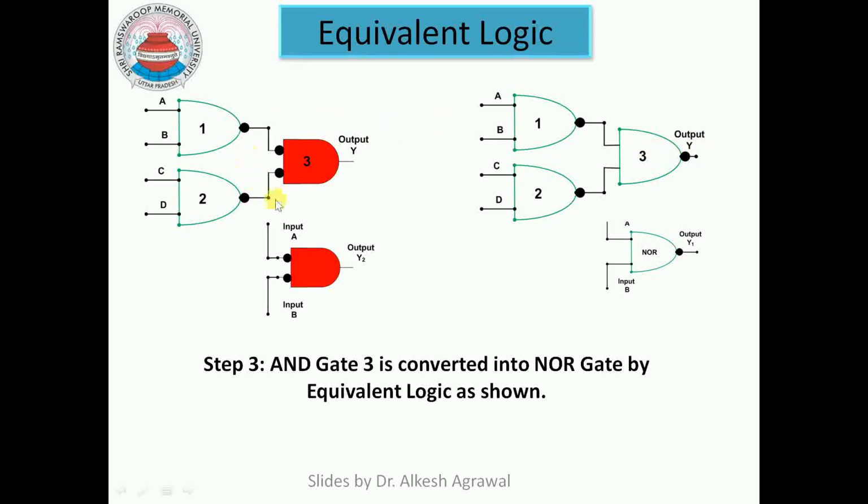So again, gate number 3, which is an AND gate with inverters at the input, can be replaced by a NOR logic. So very easily we converted, or realized, this Boolean expression with the help of a NOR gate. So this is the NOR gate implementation of a Boolean function.